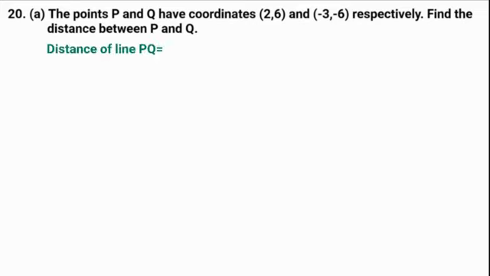This is the formula we use: distance of line PQ is equal to the square root of (x2 minus x1) plus (y2 minus y1), and we raise each bracket to the power of 2. Once I've written this formula, we're going to replace the values of x2, x1, y2 and y1.